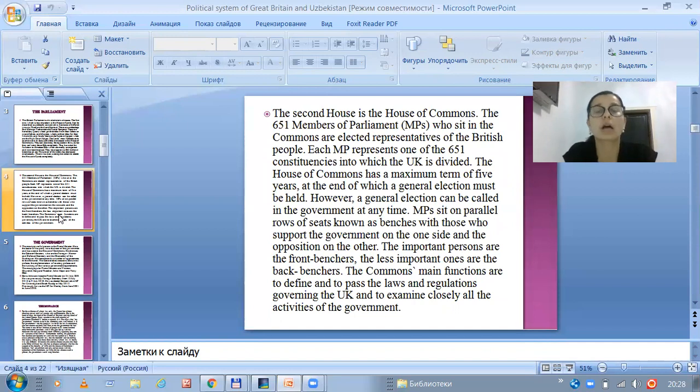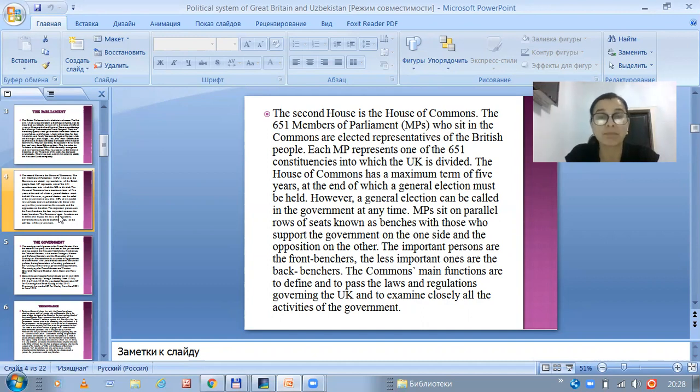The second house is the House of Commons. The 651 members of parliament, MPs, who sit in the Commons are elected representatives of the British people. Each MP, member of parliament, represents one of the 651 constituencies into which the United Kingdom is divided. The House of Commons has a maximum term of 5 years, at the end of which a general election must be held. However, a general election can be called by the government at any time.